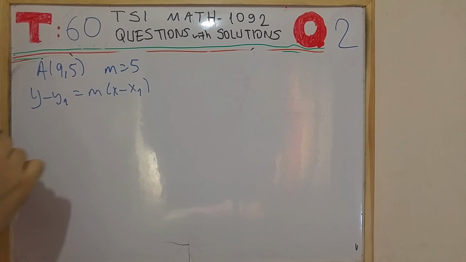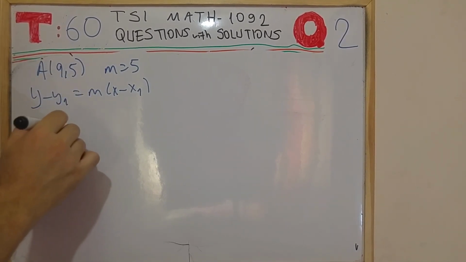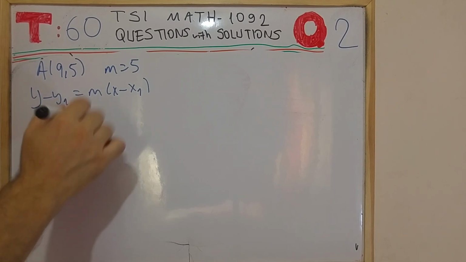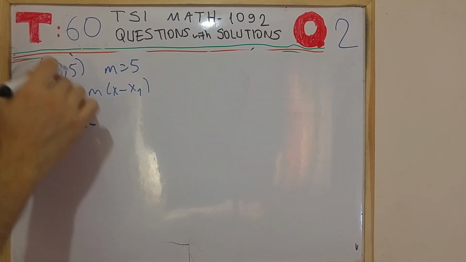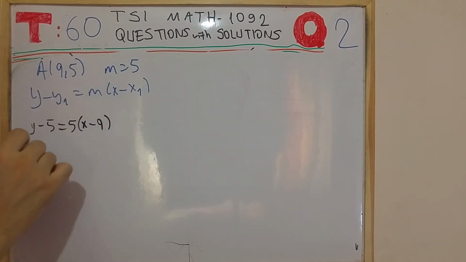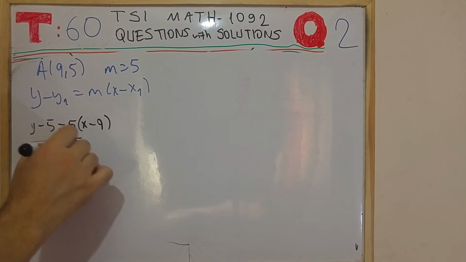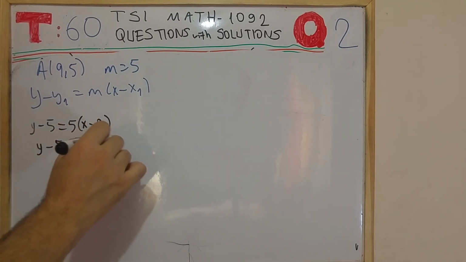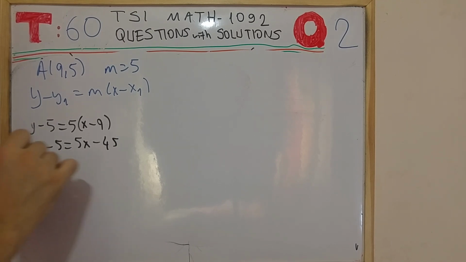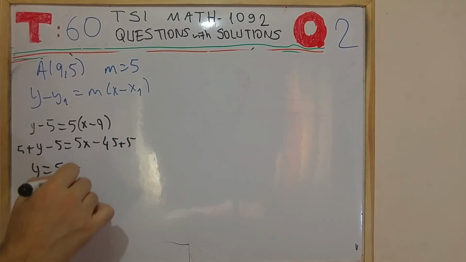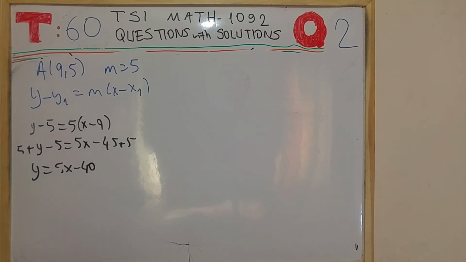Let's calculate that. y minus y1, which is 5 now, is equal to 5 times (x minus 9). So y minus 5 is equal to 5x minus 45. When I add 5 to each side, y is equal to 5x minus 40.